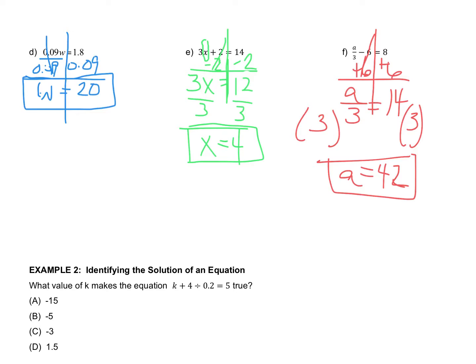And there is the solution to that equation for letter A. If I plug it in, 42 for the A divided by 3 is 14. 14 minus 6 gives me 8, which is what it should be for this equation, so it makes me know I have the right answer.